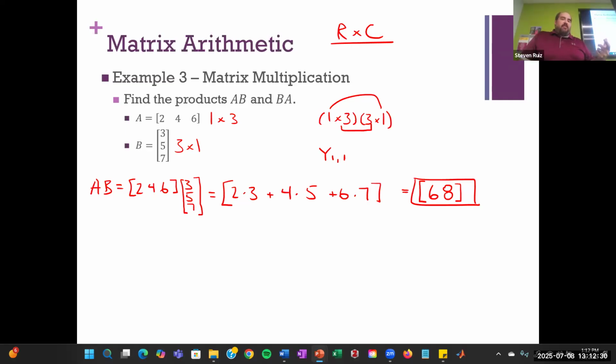One thing we talked about last time is that, in real numbers, I don't care what order you multiply numbers in. The results can be the same. Matrices don't behave that way. So BA is going to look totally different. So I'm going to multiply 357 by 246. What order will that product be? That'll be 3 by 3.